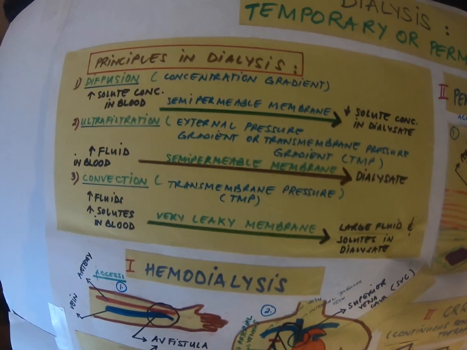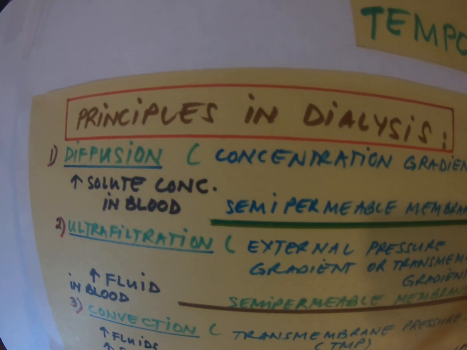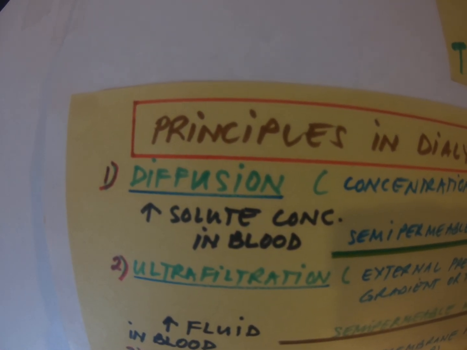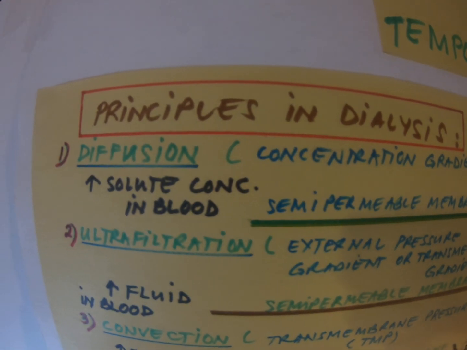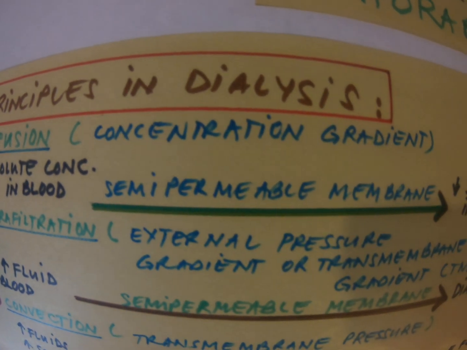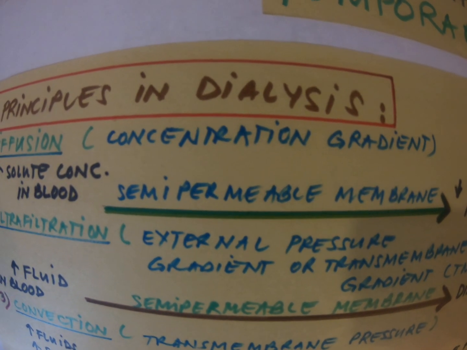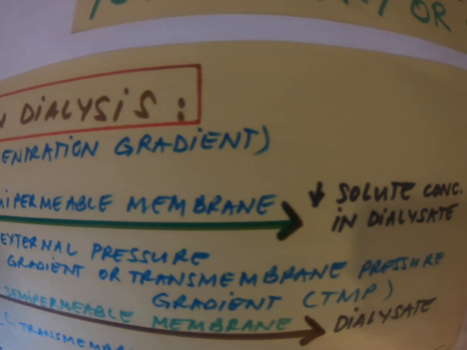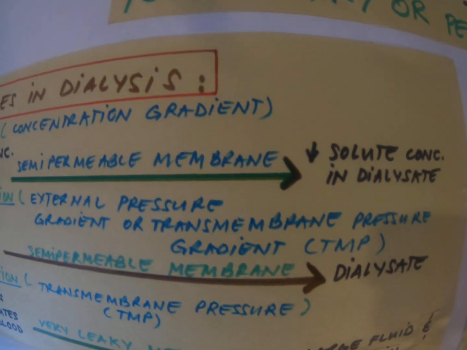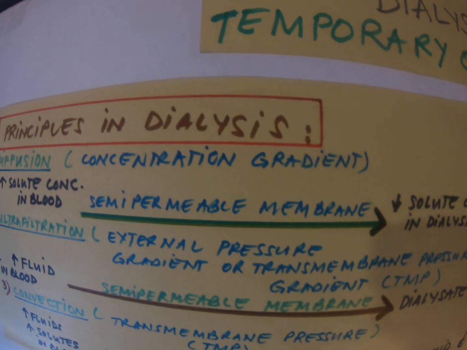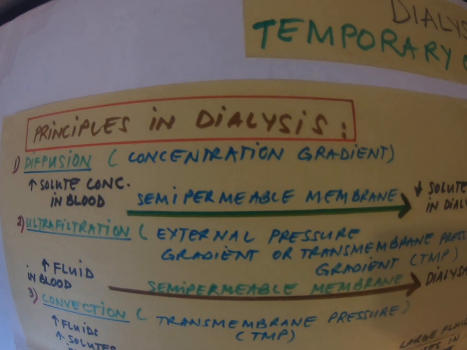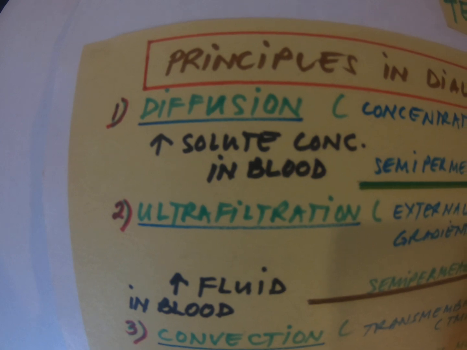Okay. Going back to the principles of dialysis here. Diffusion. When we speak of diffusion, we talk about concentration gradient. So inside the blood, there's an increased solute concentration. There's a semi-permeable membrane. That's where the solutes pass. And they go down to the dialysate with lower solute concentration. So the driving force here is the solute gradient or concentration gradient.